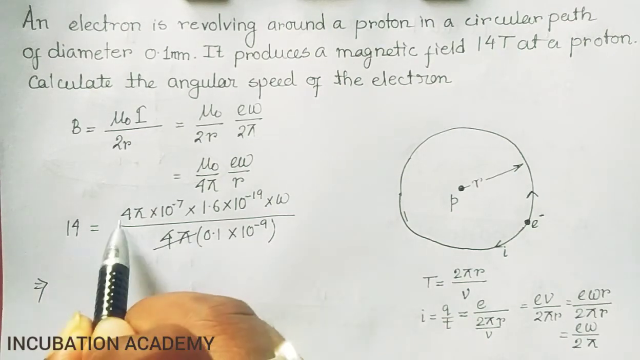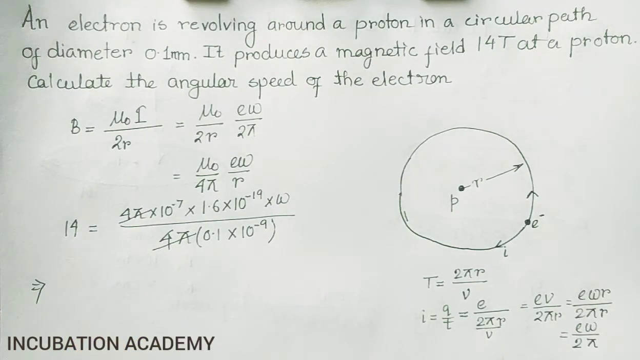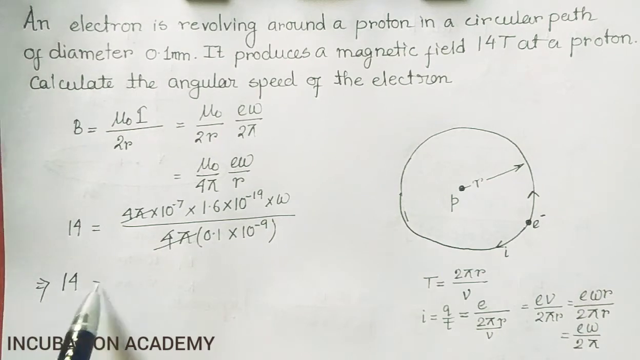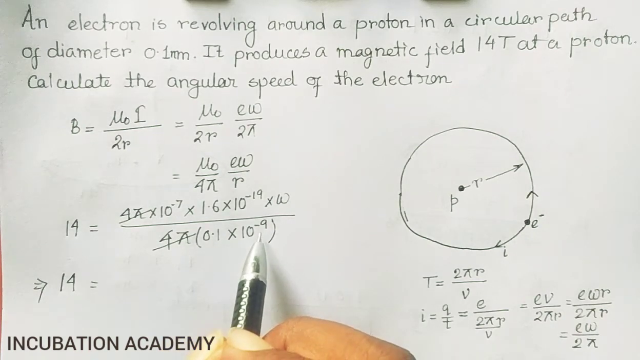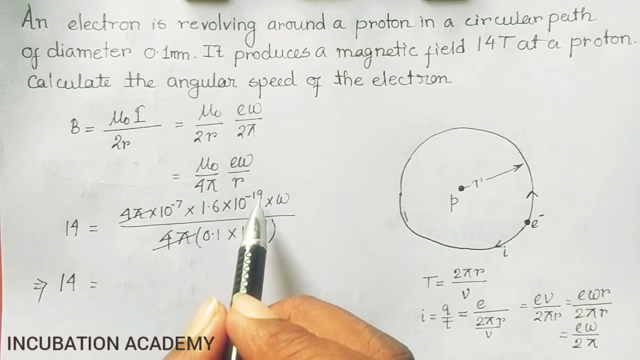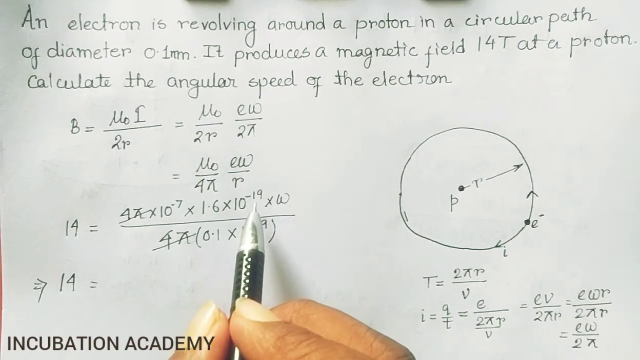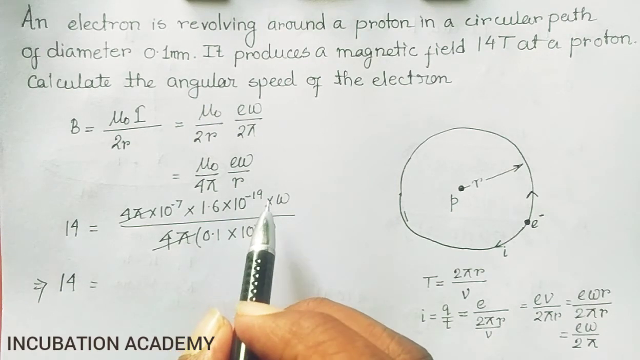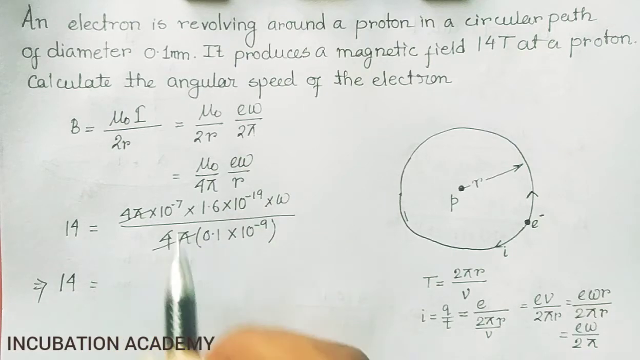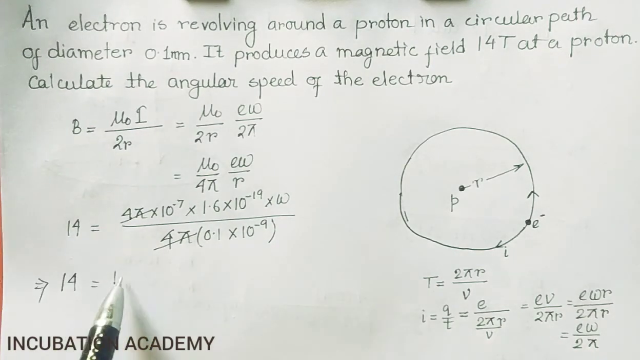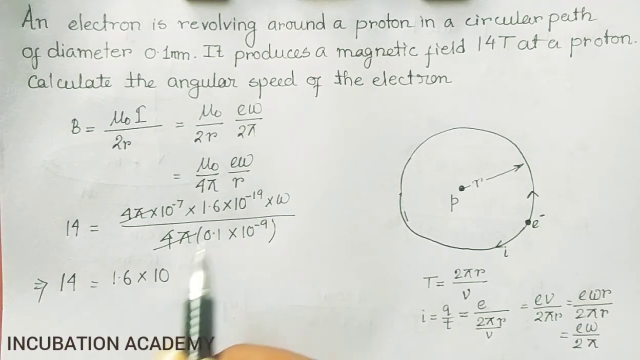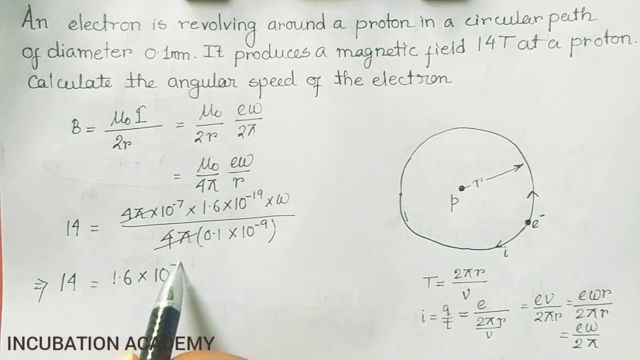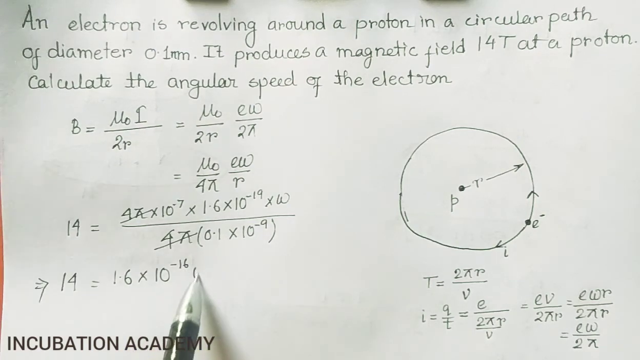So this 4 pi and this 4 pi cancel out. So 14 equals, here 0.1 we can consider as 10 to the power minus 1, so it will be 10 to the power minus 10. So 10 to the power minus 19 divided by 10 to the power minus 10 gives 10 to the power minus 9, and here is 7. So we can say it is 1.6 into 10 to the power minus 9 plus 7, which is minus 16, into omega.